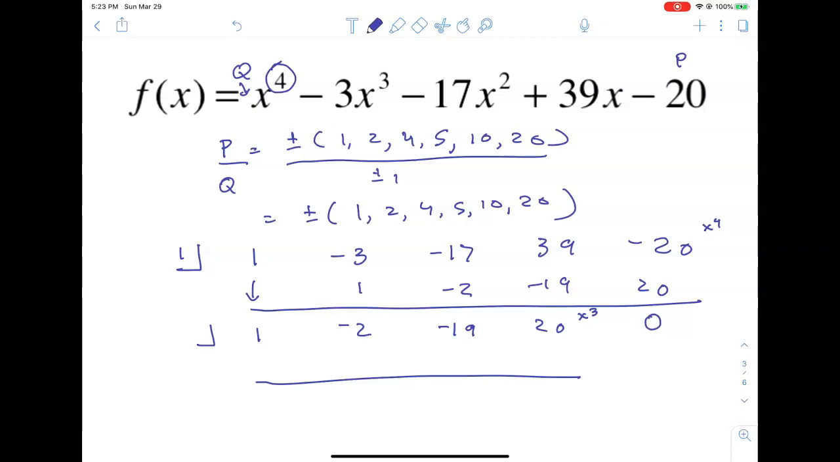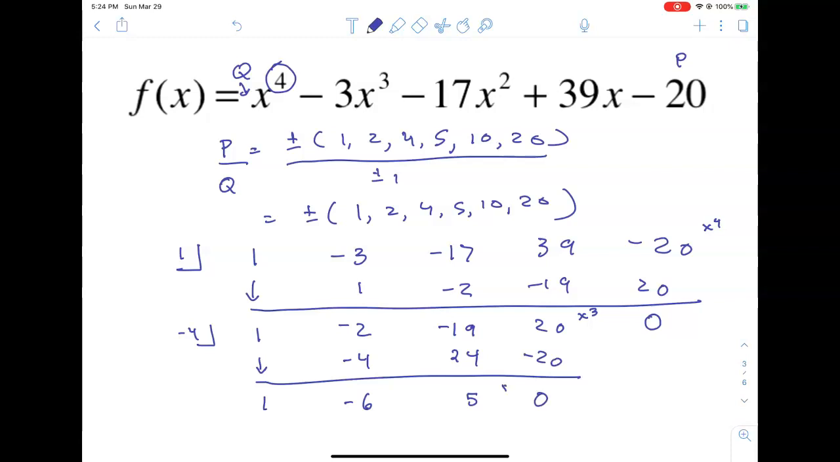I don't know, let's try 4. So bring down the 1, that's 1, 4, 2, 8, negative 11, nope, that's not going to work. So I'm going to try something else. Let's try negative 4, see if that works. Oh, sweet. There we go.